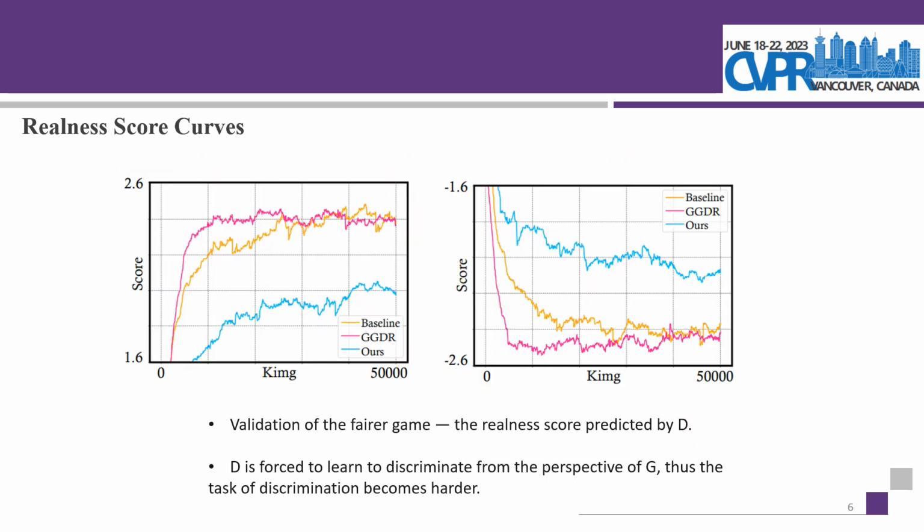To validate the improvement of the fairness during the game between G and D, we visualize the realness score predicted by D. The reduced gap of the realness score suggests that, under our setting, D is forced to learn to discriminate from the perspective of G. Thus, the task of discrimination becomes harder.